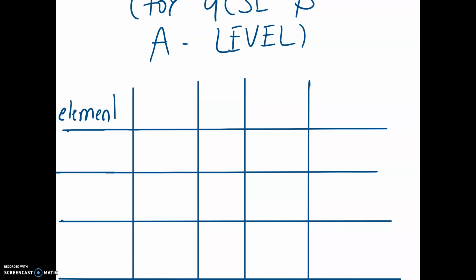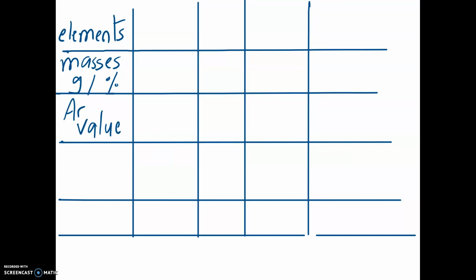So we start with elements, masses. Now, masses can be given in an exam as grams or as percentage. Then the AR value for the elements that have been given to us. Dividing mass by AR value, which is also known as moles for solid. Dividing by smallest number. And then finally writing the formula.